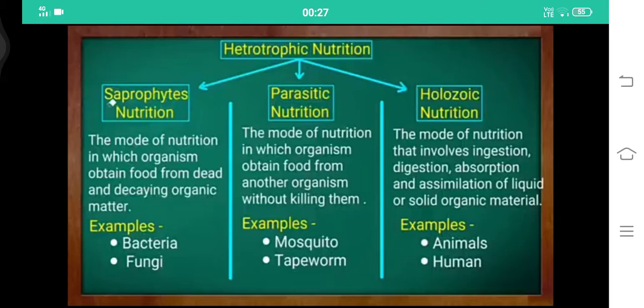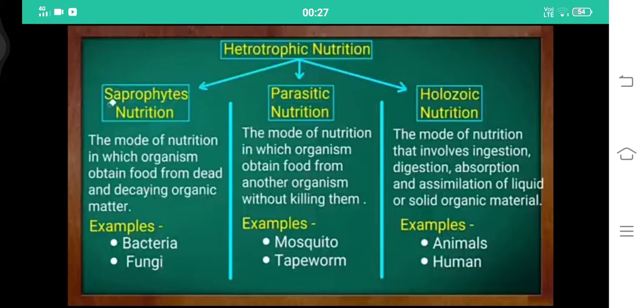That's all about the heterotrophic nutrition. Next class, I would like to explain the heterotrophic mode of nutrition, digestion in humans. I hope you understand. I would like to recall once again, children.